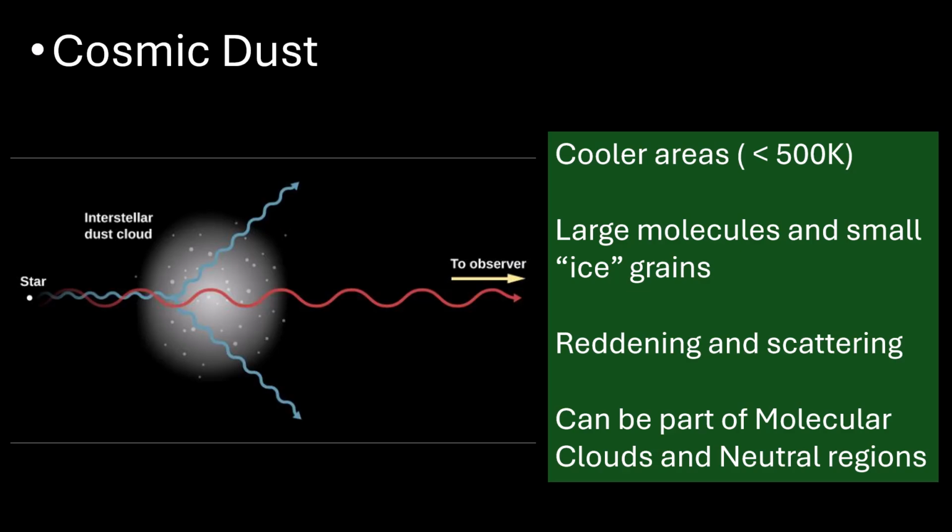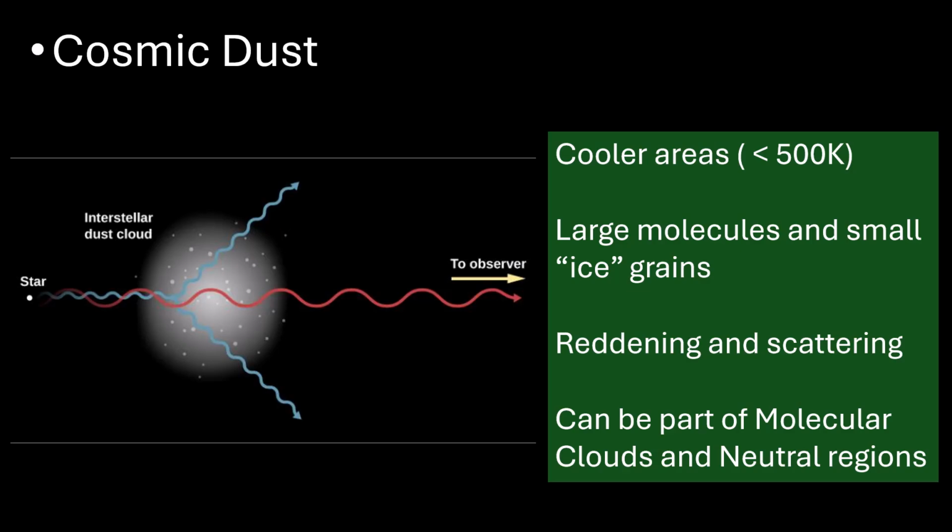So they're generally found in the cooler areas. And this dust adds another effect onto the emission or absorption spectra. These are usually very large molecules, like the buckyballs, or sometimes even small ice grains. They've started to form something a little more substantive. You can think of them like space snowflakes, or space hail sometimes, but they're very, very small, very fine. And this has an effect we call reddening and scattering.